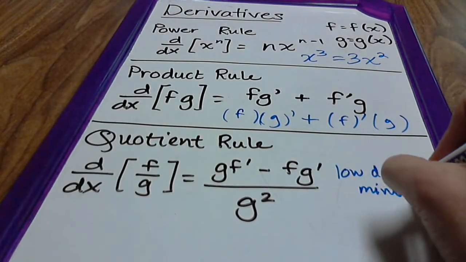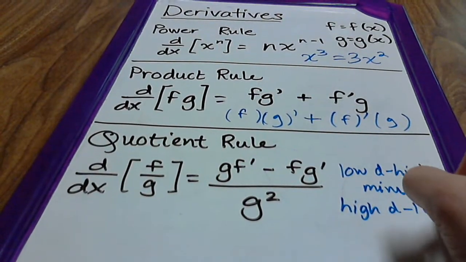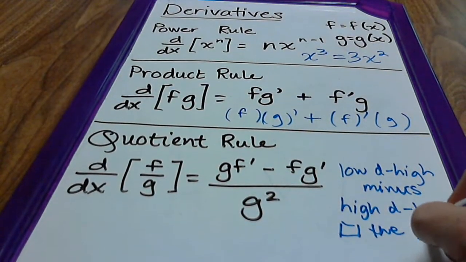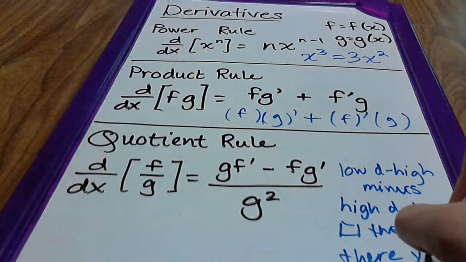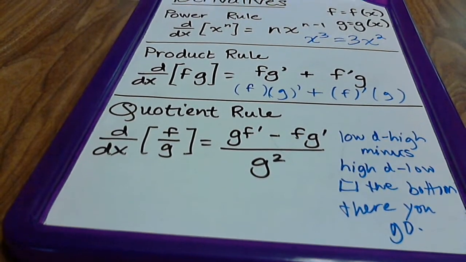minus high d low, square the bottom, and there you go.